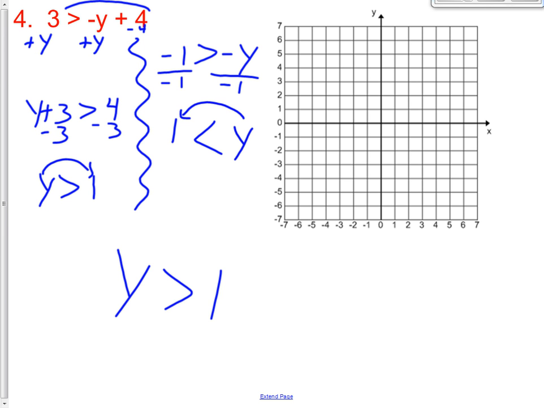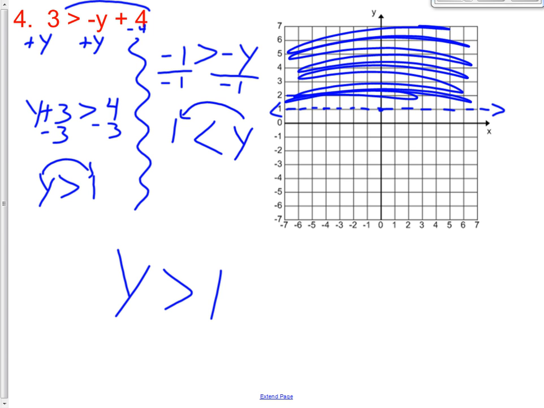So when you have a y equals line or a y is greater than line, it's going to be a horizontal line. So let's go to 1, which is right here, and we're going to draw ourselves a horizontal line. With this horizontal line, it's going to be dotted, because it is greater than and not greater than or equal to. So we have that dotted line. And then we're going to shade everything above the line because it is greater than. So everything up here is going to be our shading. Hopefully that makes sense to you.